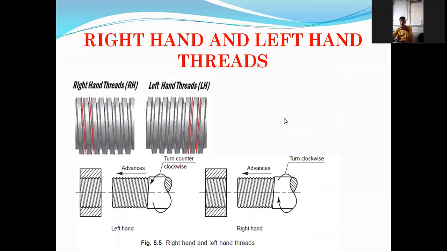On the other hand, the rotation method is also there to identify the thread. We hold the bolt in one hand and the nut in the left hand, and rotate the nut or bolt clockwise. If it advances, going forward, then clockwise rotation plus advance equals right hand thread. Simple formula. Further formulas we can derive from it.